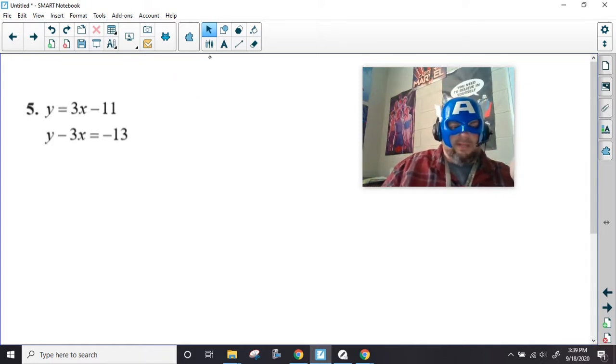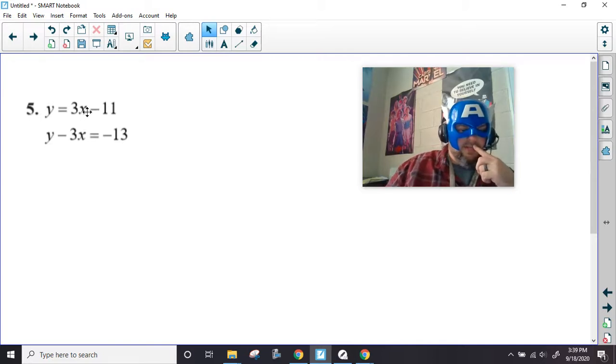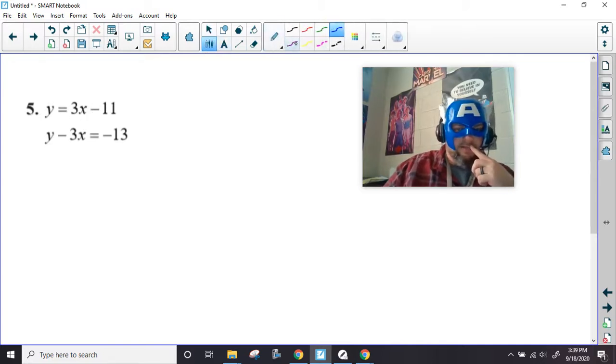This one, need to talk about this one. This one kind of looks like graphing, but not really. Let's kind of look at this one a little bit, because it looks like it, but it's not really. We're going to take what we have for y and we're going to plug it in right here.